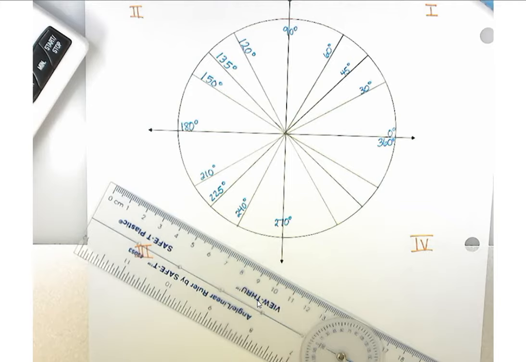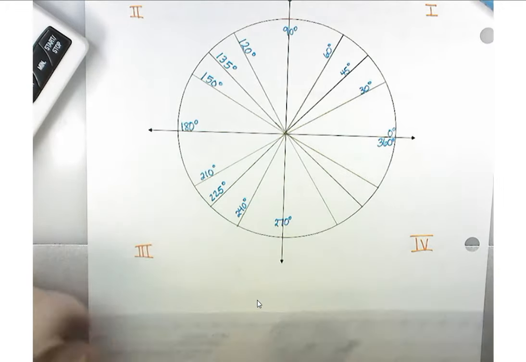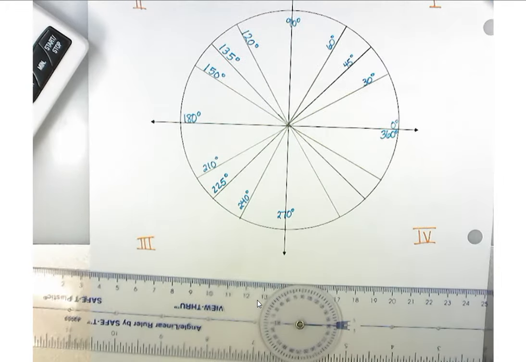Okay, and then after you guys finish the degrees, we're going to start moving on to radians. Do you guys know what radians measure?